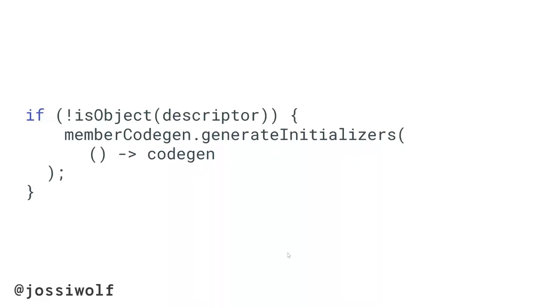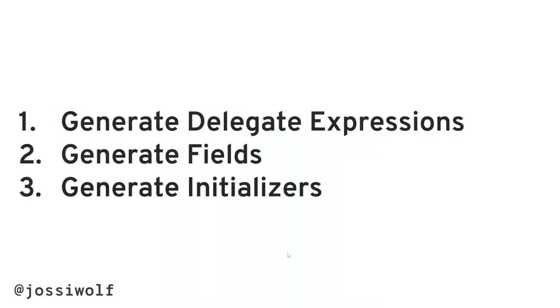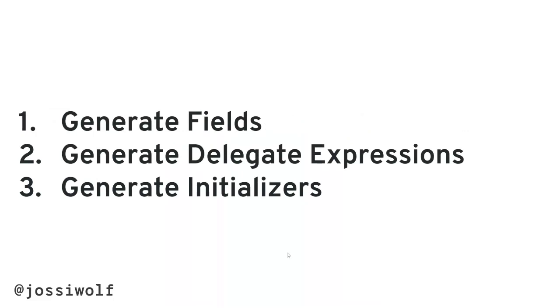So after trying around desperately with lots of stuff, looking at this order, number one, generate delegate expressions, after that the fields, and after that the initializers, I realized that if I swap the generation of fields and the generation of the delegate expressions, it would first generate the field itself, the synthetic delegate field. And after that, it would generate the delegate expression, which would allow me to, instead of pointing to an instance, point to another field.